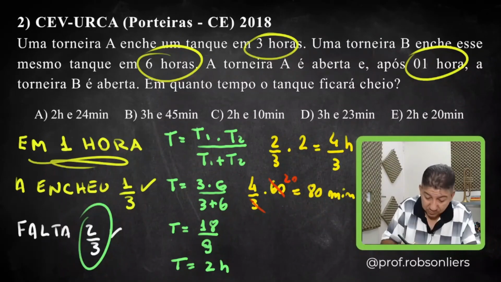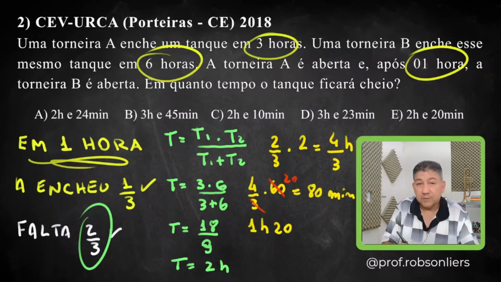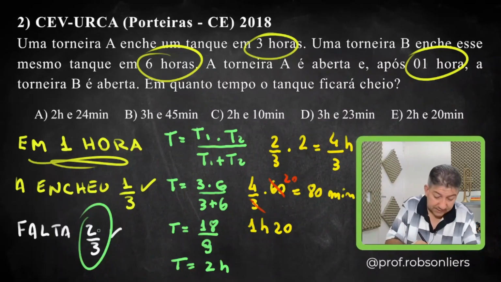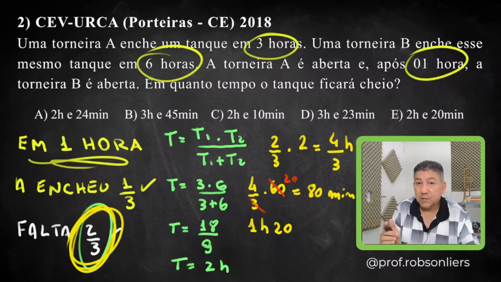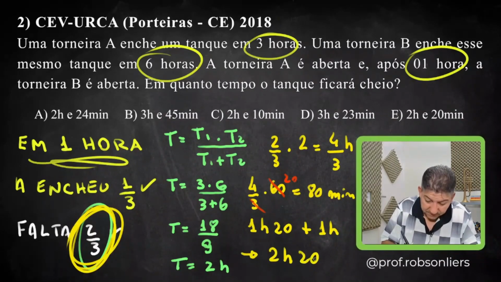1 hour is 60 minutes. So it's going to be equal to 1 hour and 20 minutes. So that's the time because both faucets together filled, look, 2/3 of the tank, which was what was missing. But there's also that 1 hour when faucet A was open by itself, so adding that 1 hour when faucet A was open alone, it will be like this. Look, 1 hour and 20 minutes plus 1 hour, that's 2 hours and 20 minutes, all right?